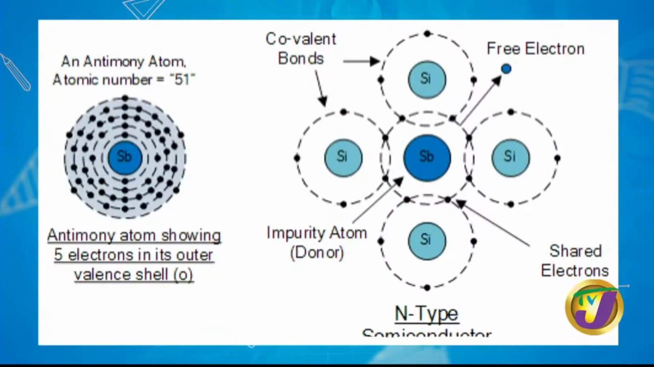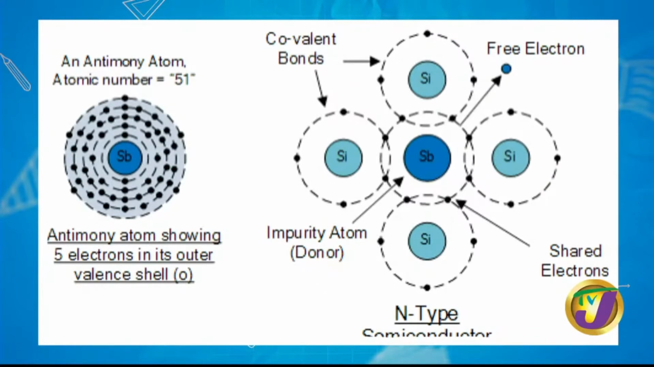Now if we move back to our PowerPoint presentation, you notice that we actually move over to an extrinsic semiconductor, where we add an impurity to the crystal lattice structure of the silicon. The impurity came from a group 5 element, and that impurity is actually antimony. It has 5 electrons on its outermost shell.